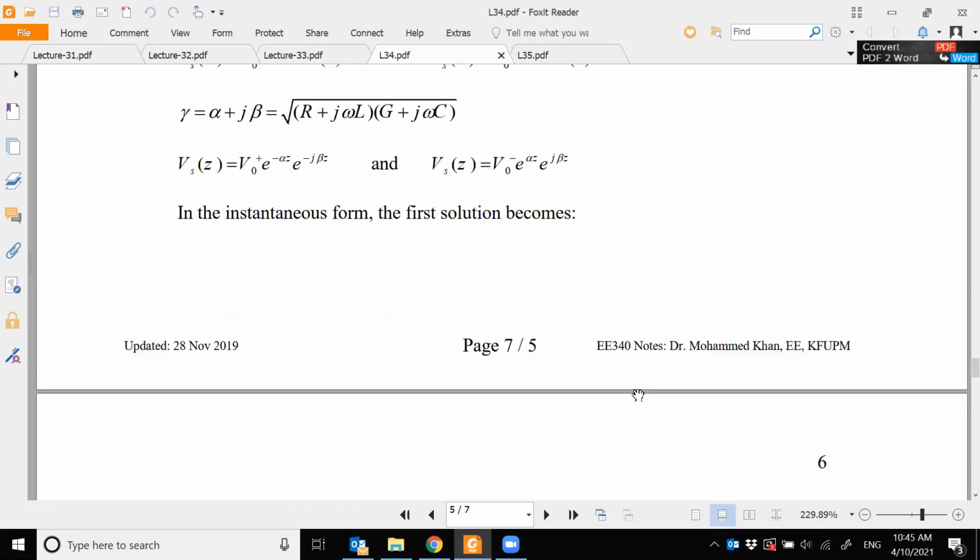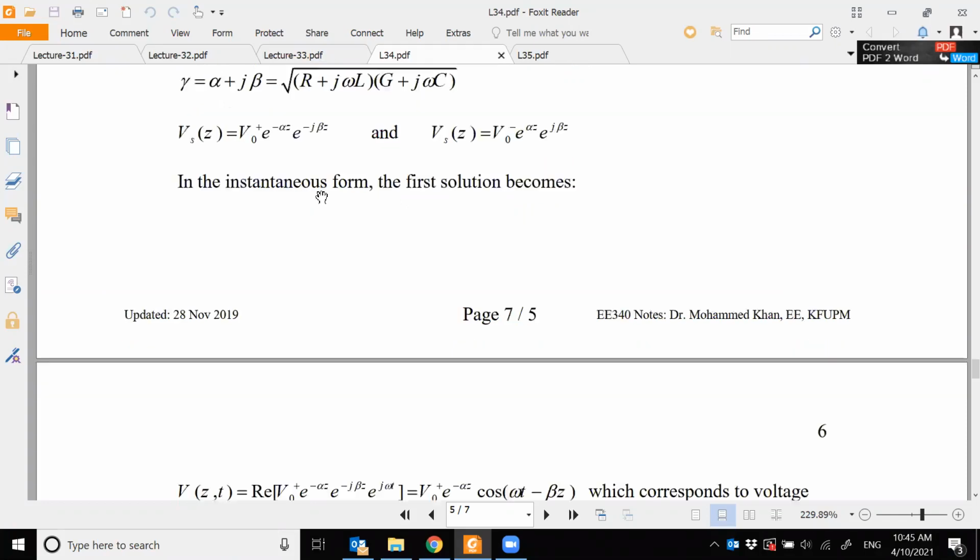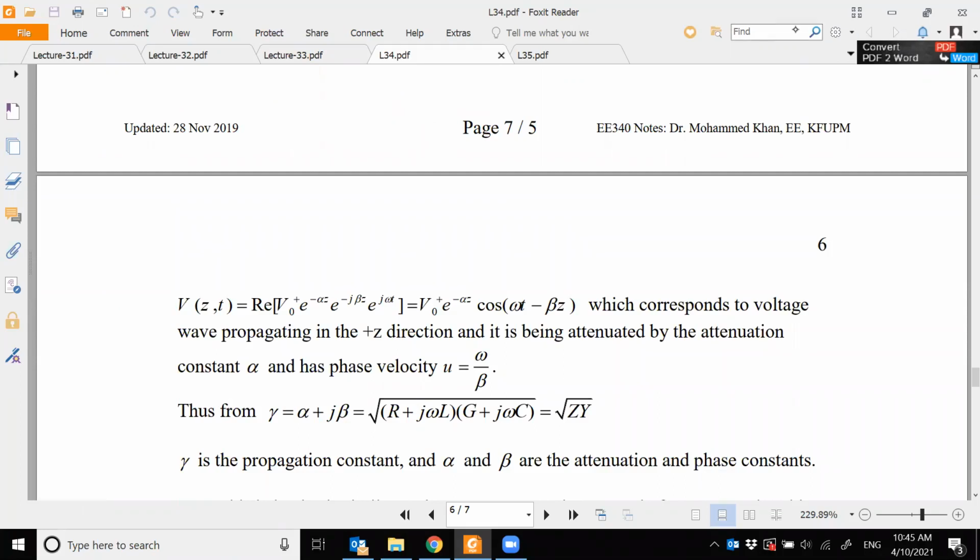And now if we get back to our instantaneous form, you can get this into instantaneous form anytime. How do we do it? Multiply by e power j omega t and take the real part. So what I am seeing is V0 plus e power minus alpha z cos of omega t minus beta z. This is the solution of my voltage V of z and t in the time domain.